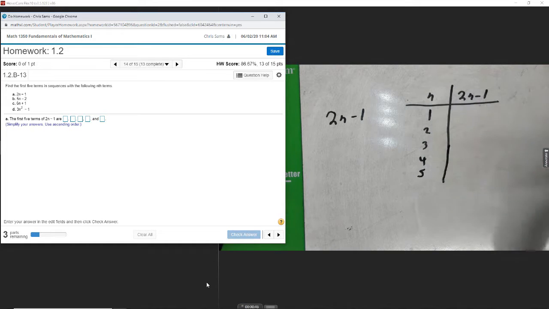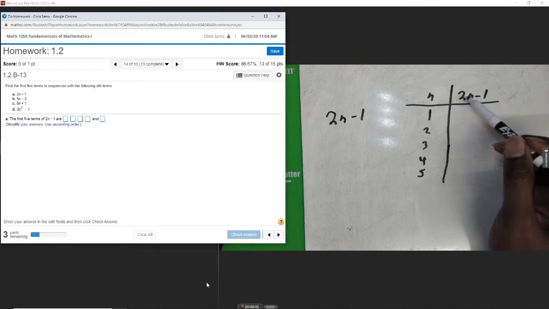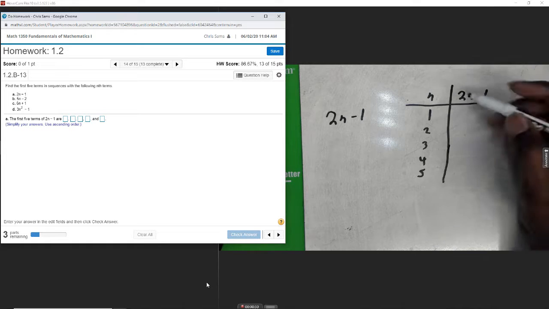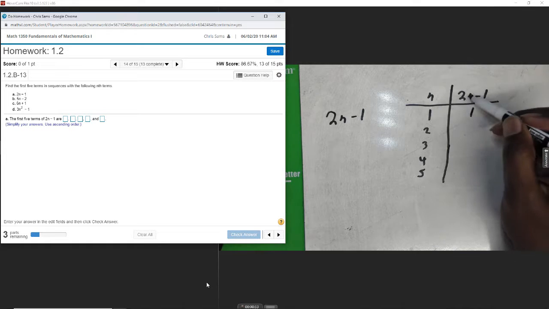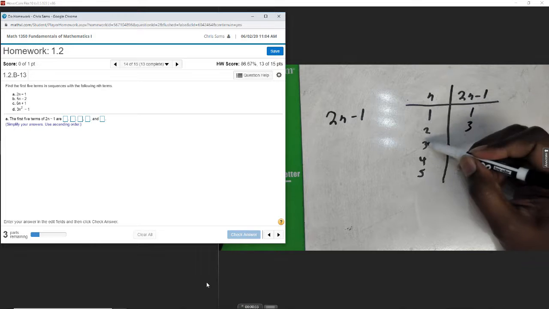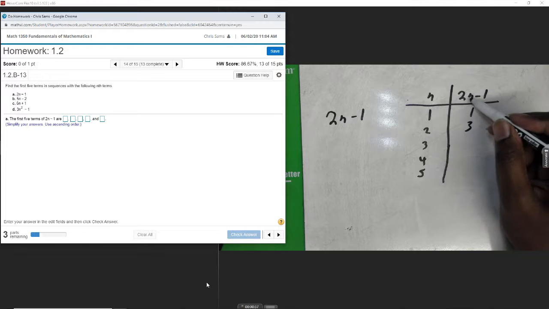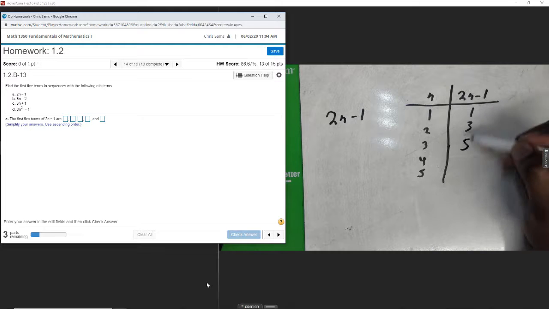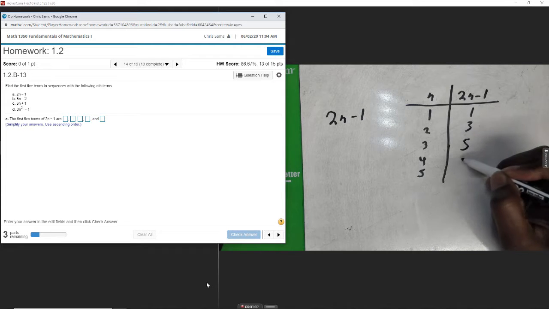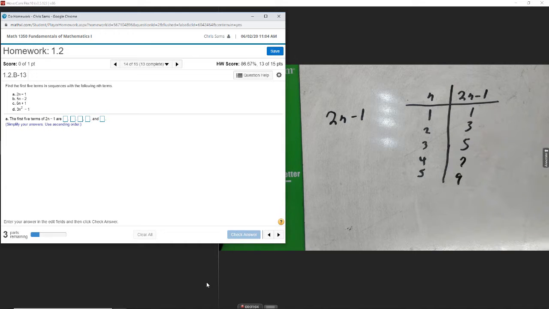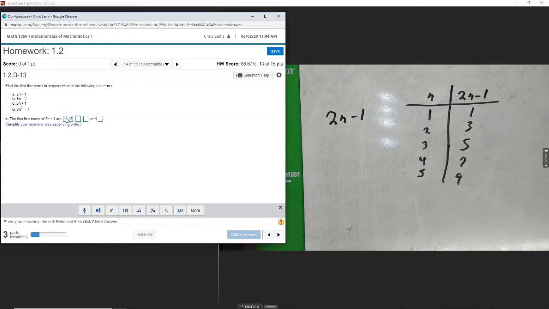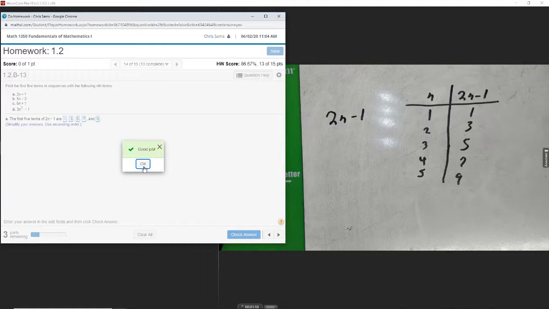Okay. So if I plug in a 1, 2 times 1 is 2, minus 1 is 1. 2 times 2 is 4, minus 1 is 3. 2 times 3 is 6, minus 1 is 5. You can see we're just counting by 2, so 1, 3, 5, 7, 9. So in my first sequence, we're going to have 1, 3, 5, 7, and 9. That will give us our first 5 terms.